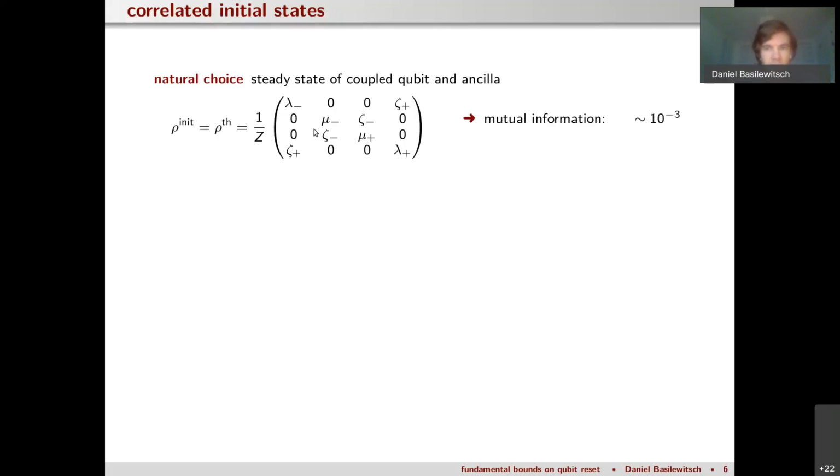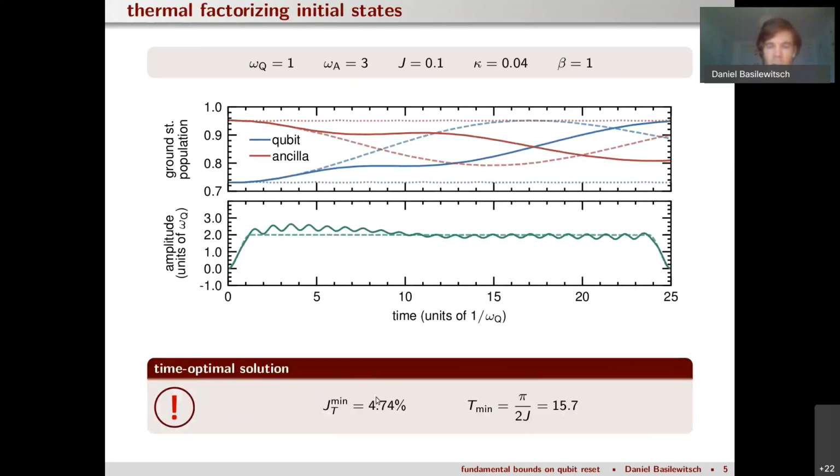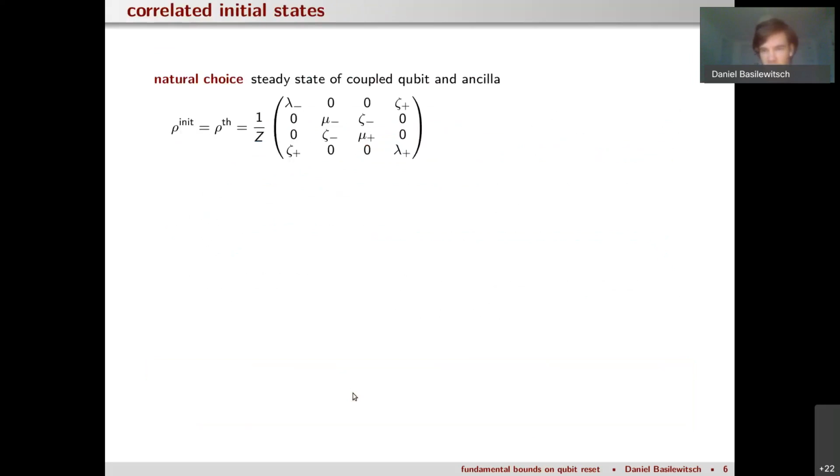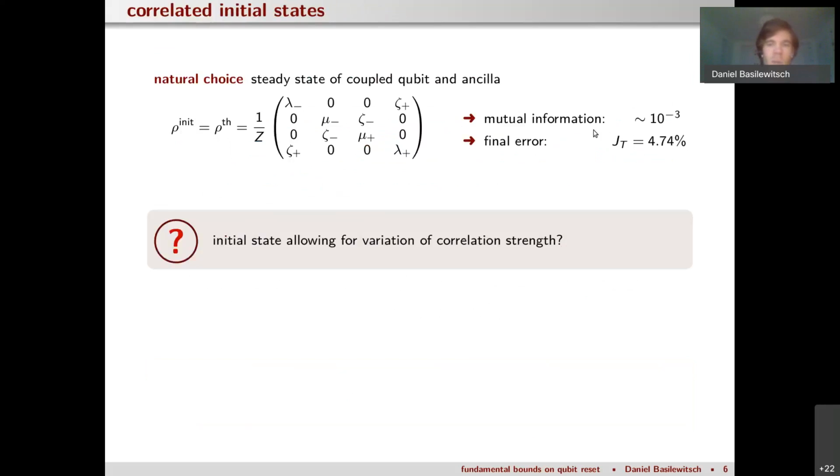If you want to quantify the correlation strength, you can do this using the mutual information, and it's a rather weakly correlated initial state, so the correlations are on the order of 10 to the minus 3, so that's not a lot. But if you try the same strategy as before, you're able to reset the qubit as well, and you're actually able to reach exactly the limit that we were able to identify for a factorizing initial state. So it doesn't seem that the initial correlations are bad here. However, they are small. So what we were really asking is, what happens if the systems are strongly correlated?